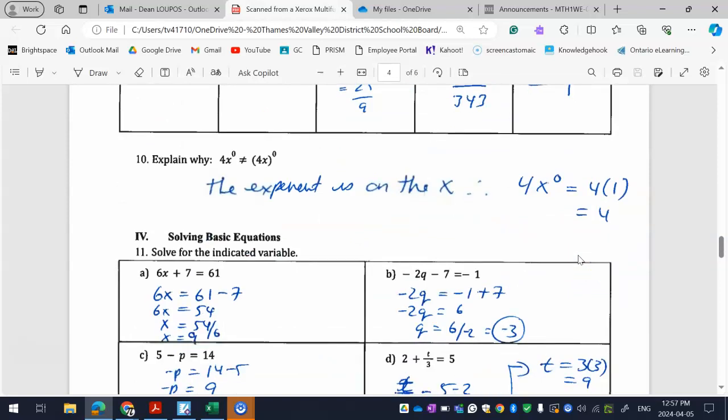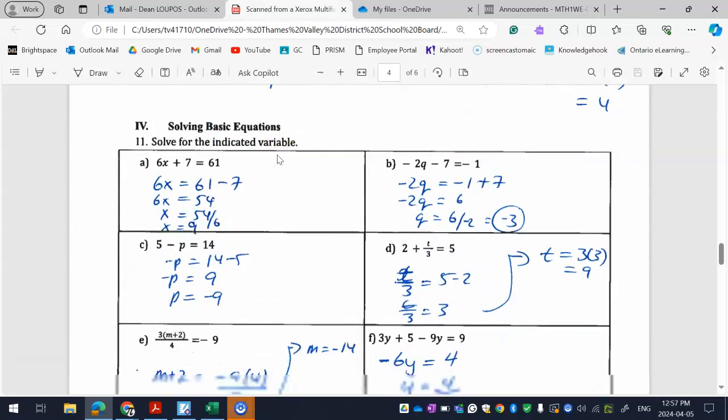Why aren't these equal? Because the exponent here is on, I should have written more here, I guess. The exponent here is on 1. So this is equal to 1. This is equal, x to the 0 is 1, but then that's 4 times 1. So this left side is 4, right side is 1.